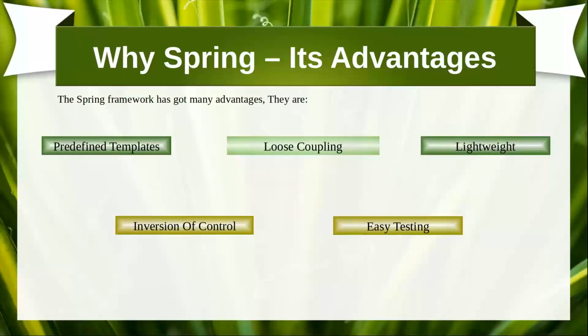Now we'll come to the lightweight feature, that is, the Spring framework is lightweight. That's because the applications made using Spring use only POJO files. POJO is plain old Java objects, or plain class files. Java class files are used to create the web applications, not only web applications, but Java applications. So the Spring framework is a lightweight framework.